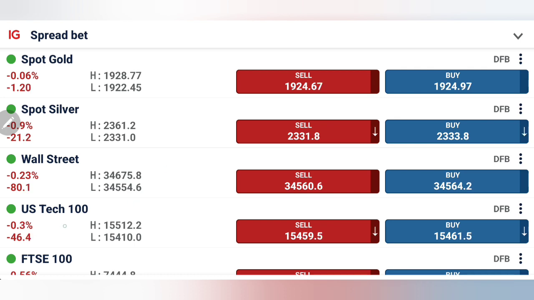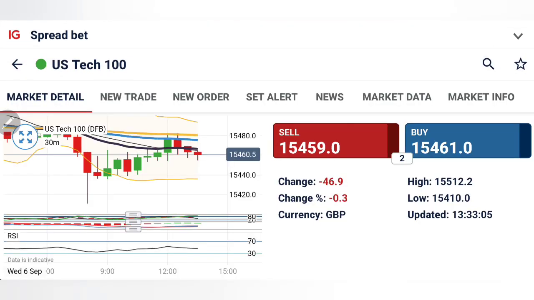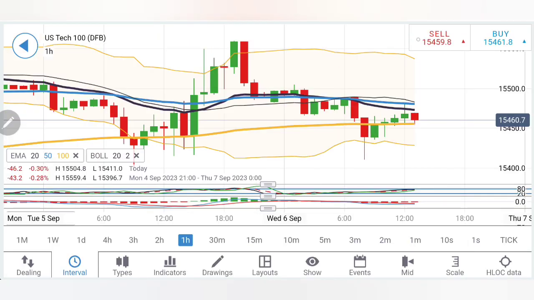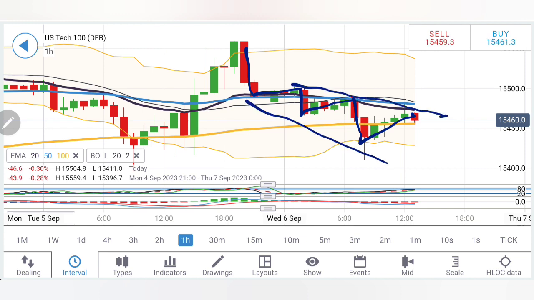Let's start first. We will look into Tech 100, followed by Dow Jones. Now look at US 100. See, it is creating steps here. See, now this is bearishness and this is expanding. Does it suggest increasing bearishness?